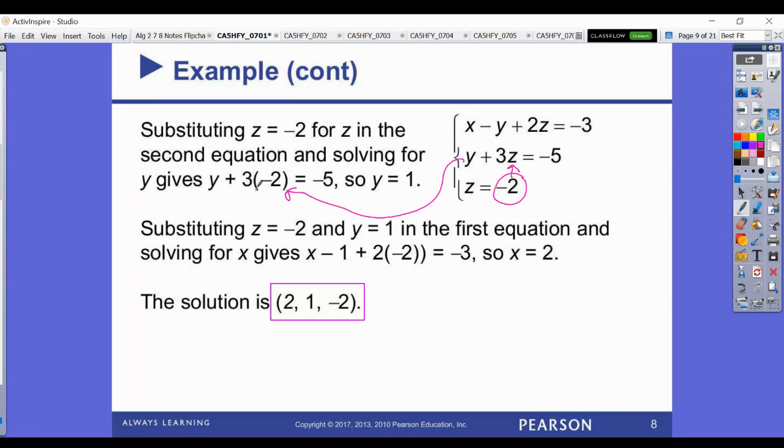So we get y plus 3 times -2 equals -5. That is -6. Sorry, y plus -6 equals -5. So we add 6 to both sides and we get 1. So now we know y is 1, z is -2, and we can go back to this first equation knowing that y is 1 and z is -2. Okay, and then solve that. So we have x minus 1 plus -4, so that's -5 equals -3. Add 5 to both sides, and we get 2. So now we have all 3 parts of our solution.